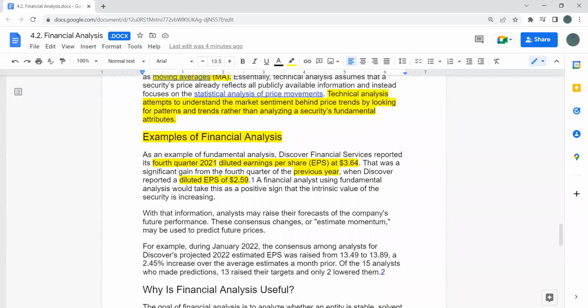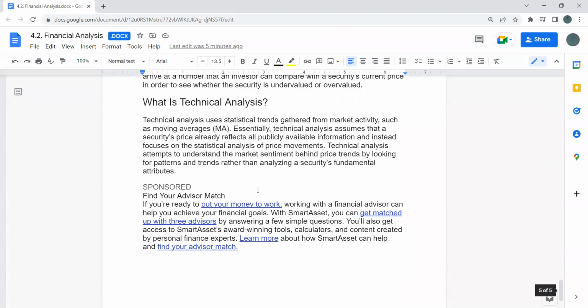Example of financial analysis. For example, this company called Discover Financial Services reported its fourth quarter 2021 diluted earnings per share, EPS, at 3.64, and in the fourth quarter of the previous year, diluted EPS of 2.59. Okay, that's it.